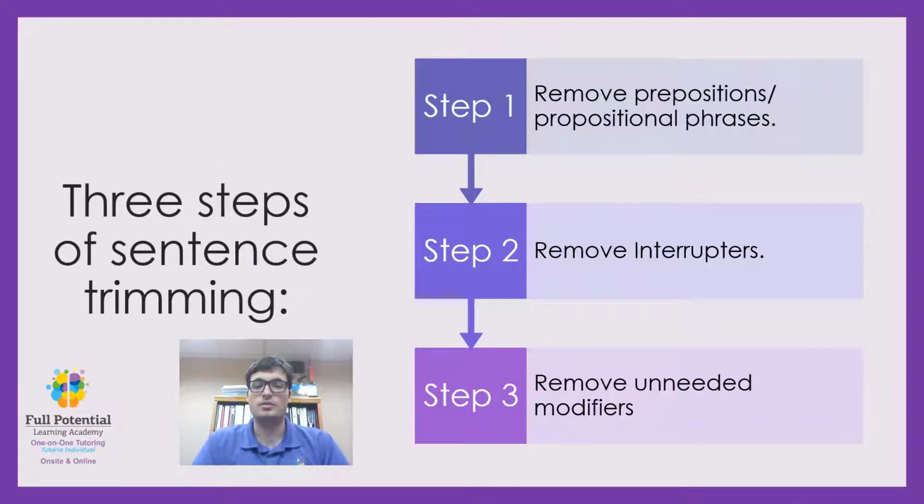There are 3 steps towards sentence trimming. Step 1. Removing any unneeded preposition or prepositional phrases. Prepositions being words or phrases that give general position or direction to a word. Step 2 is removing any interrupters. Remember last lesson where we went over interrupters as they were additional information in the sentence that was overall unneeded. Finally, your last step is to remove any unneeded modifiers from a sentence. After doing that, you should have a pretty trimmed and pretty clear sentence.